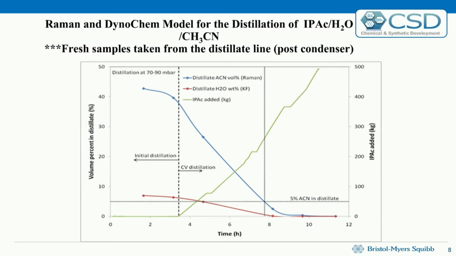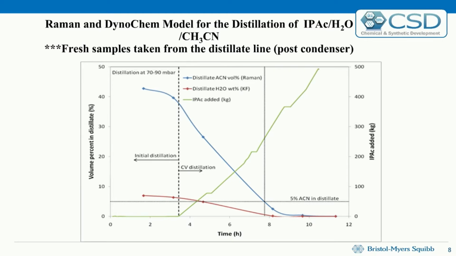That's Dynochem modeling. Now with that modeling software, there's a number of them available, we could actually follow a distillation. In this particular case, they start to distill, then they feed in isopropyl acetate at a constant volume, and they want to eliminate the acetonitrile. It needs to get below 5%. They also need to eliminate water and take that as low as possible. And you can see, in this particular case, we can follow that distillation in real time. So in a matter of minutes, we know exactly where we are.